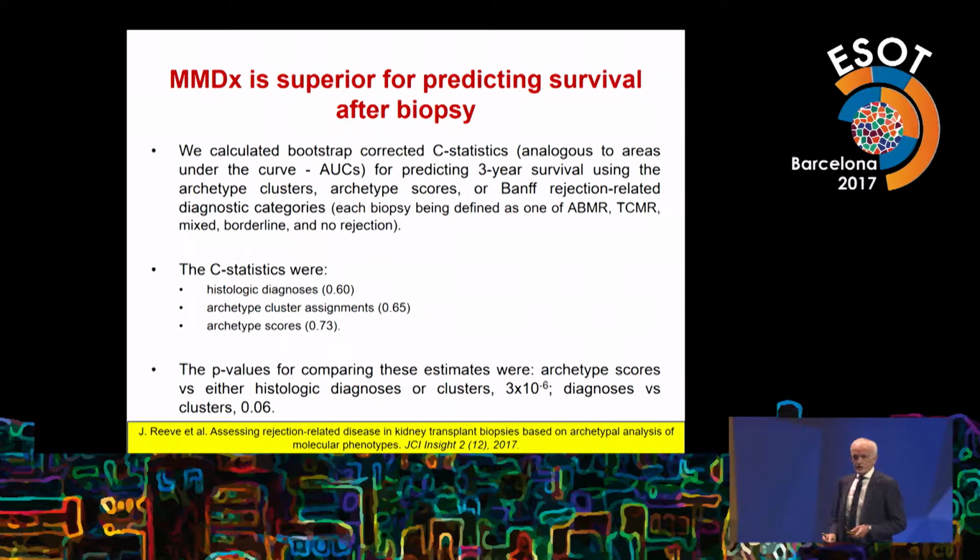And it's superior for predicting survival. So in this analysis that we published recently, we did C-statistics for predicting using the histologic diagnosis, the archetype cluster assignments, so grouping the biopsies, or the actual archetype scores. And what came out was the actual molecular scores for the individual biopsy predict the survival of the individual patient. The molecular groups they could be assigned to are a little less good, and the histologic groups are worse still. So this is actually getting toward the point of getting a precision assessment of the individual patient on the basis of their data.